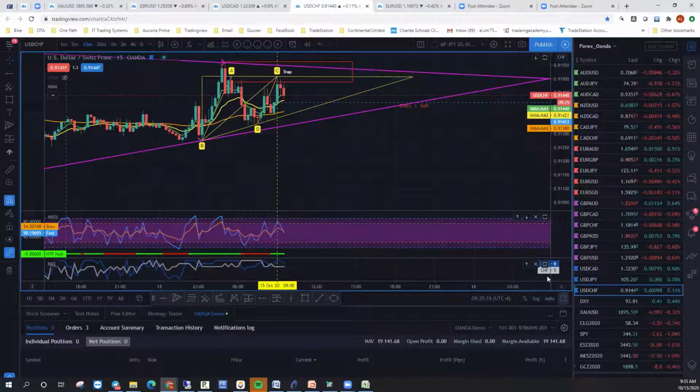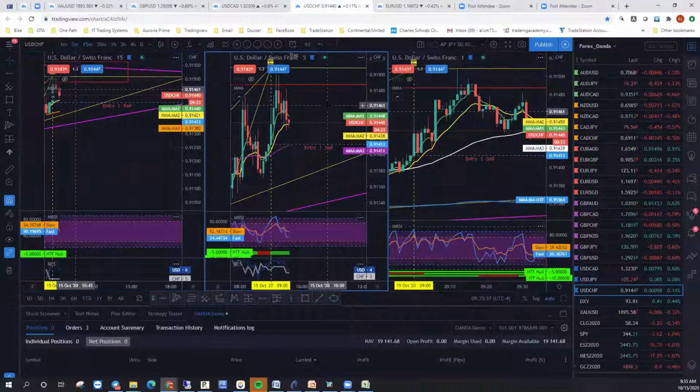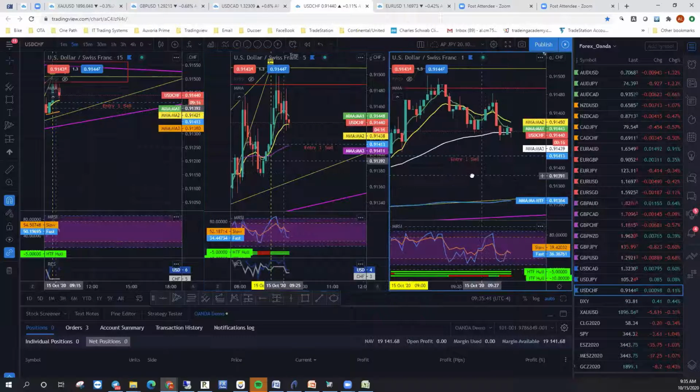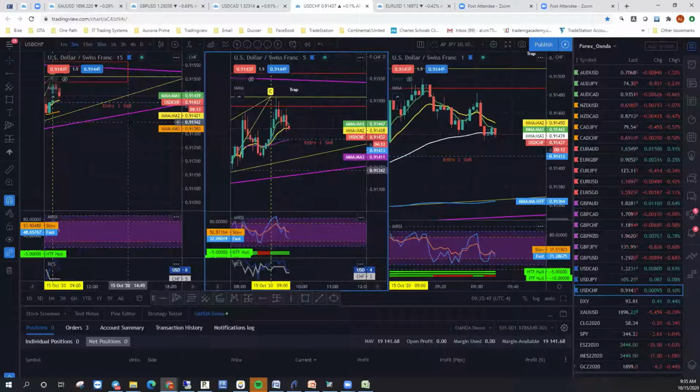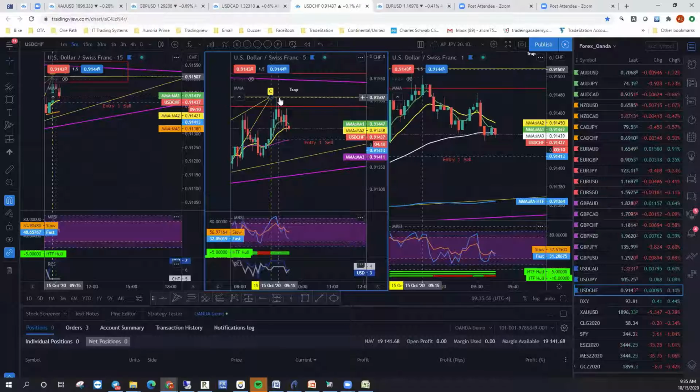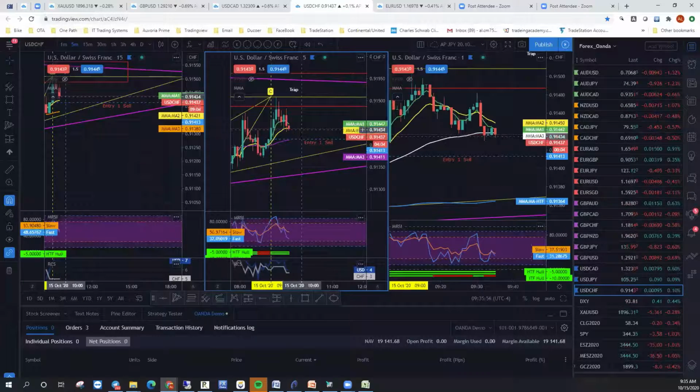Let's go to the 5-minute chart. Do you have any questions, anybody? Right now we're just waiting to see what this thing is going to do. I like this little pullback. I like this hook on the 5-minute.